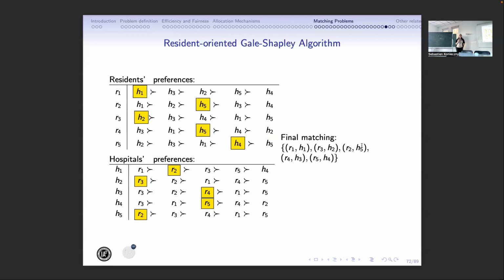Yes. Just a question. Supposing there are a lot of people, a lot of hospitals. Is the hospital optimal solution very different from the resident optimal solution, or can they be very different? Yes, they can be very different. In extreme cases, you have examples where you have a very different solution.